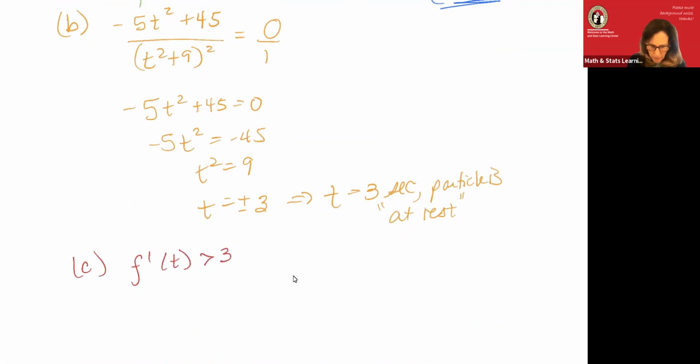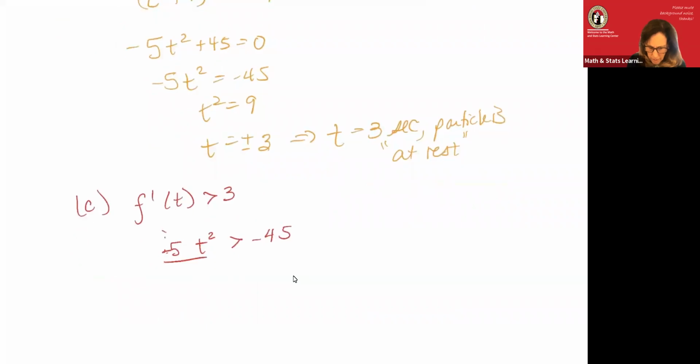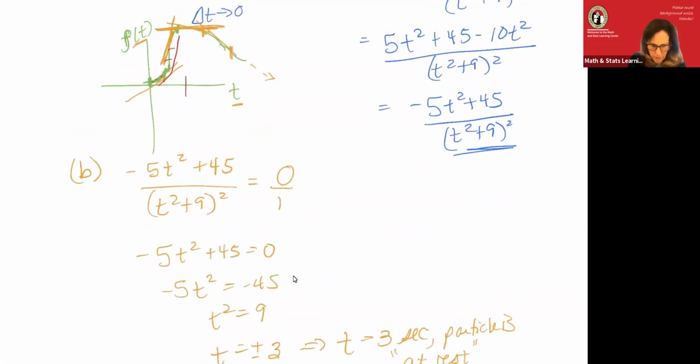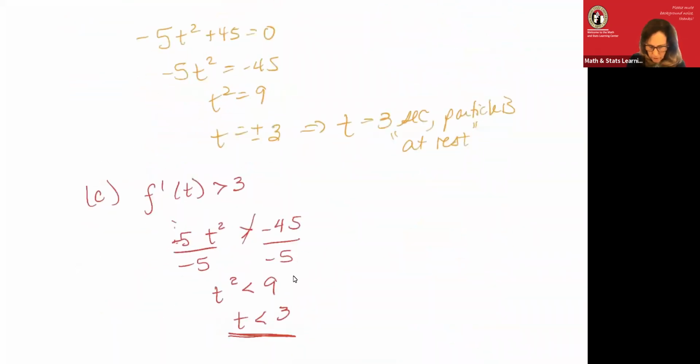It's the same algebra, except when we get to right here, we get negative 5t squared is greater than negative 45. Now when I divide by negative 5, we need to change the direction of the inequality. So we get t squared is less than 9, so t is less than 3, again only the positive in this case. So the derivative is positive when t is less than 3. So that would mean right about here. It's going positive, positive, positive, and then the derivative goes negative.